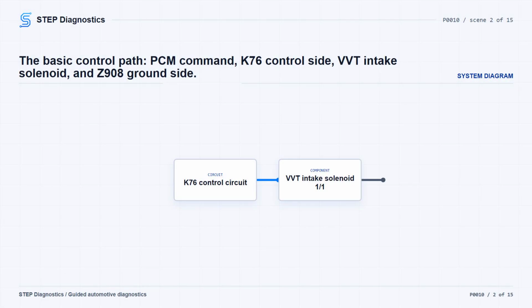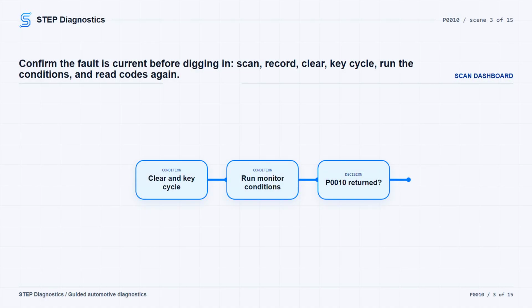The vehicle may turn the MIL on, and if it is stop/start, that system can be disabled while the code is active. The fault area is often wiring, connector condition, the solenoid control or ground side, the solenoid itself, or in the last part of the path, the PCM. Treat this like an electrical circuit diagnosis, not a mechanical timing diagnosis. Start with the basic system checks.